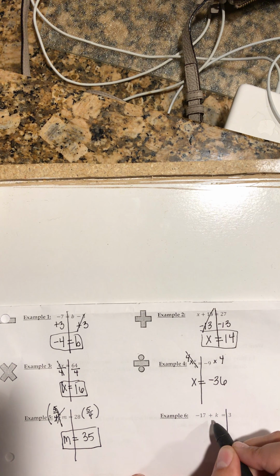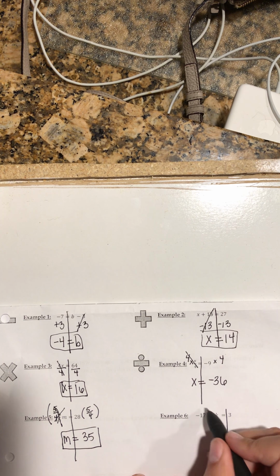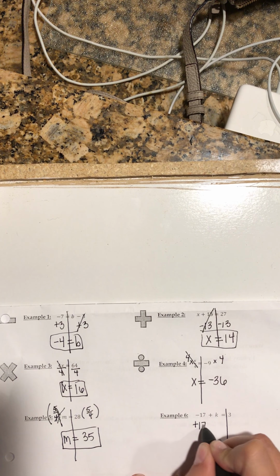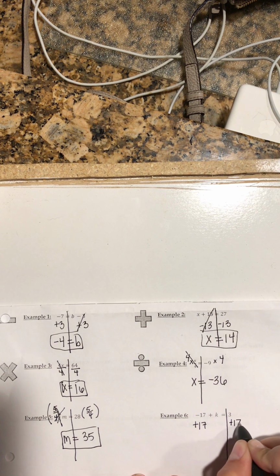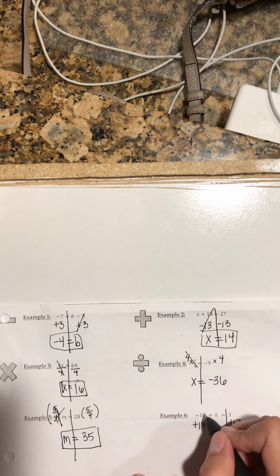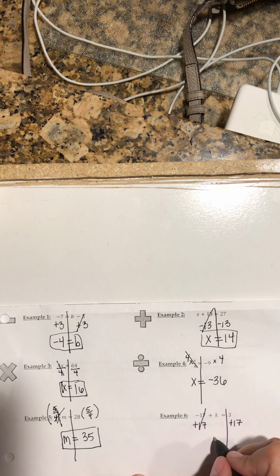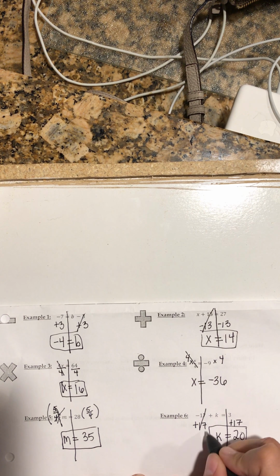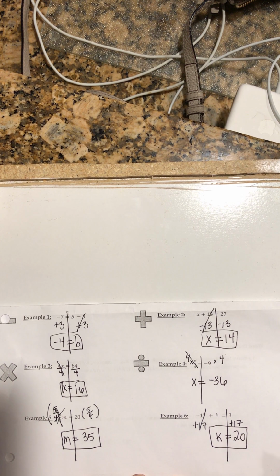You have to say, well, what number is with my k? A negative 17. The opposite of a negative 17 is a positive 17. So I'm going to add 17 to both sides. Notice how now I have negative 17 plus 17 cancels out. I drop down my k, I drop down my equal sign, and 3 plus 17 is 20. Now I've found my variable by itself, and I solved the equation.